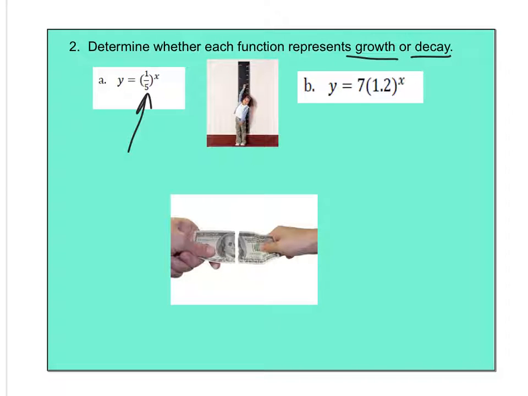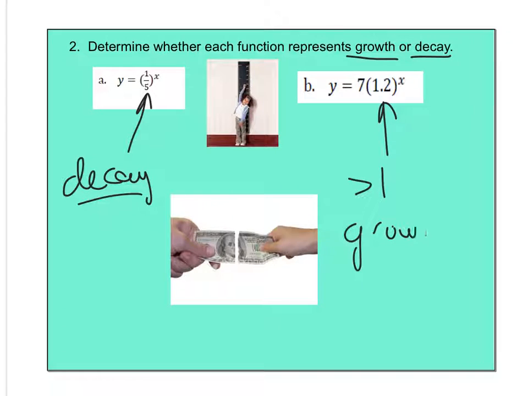So determine whether each function represents growth or decay. The 1/5 is my giveaway that's going to be decay. The 1.2, that's greater than 1, so that shows me even though it's small growth, it's still going to be growth.